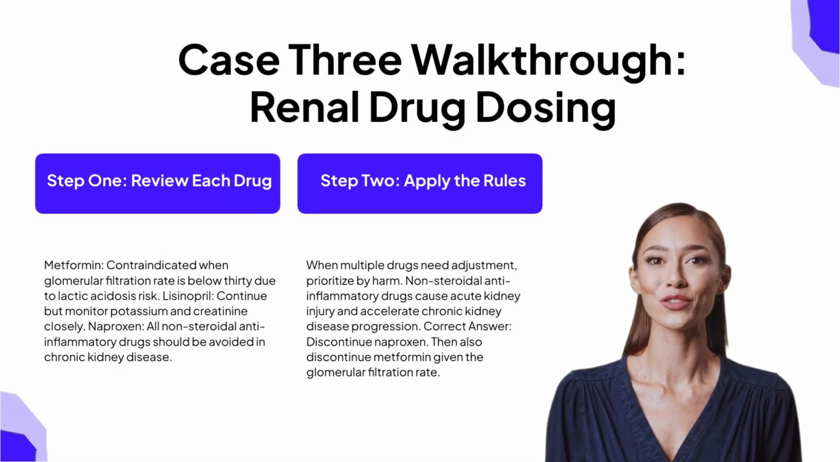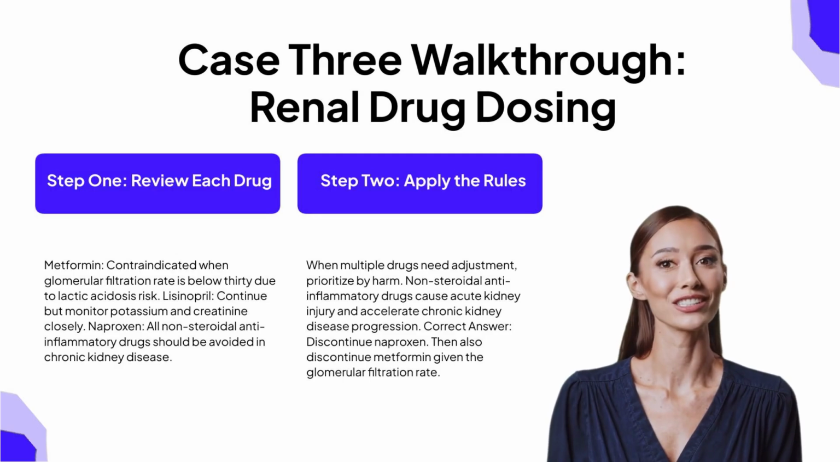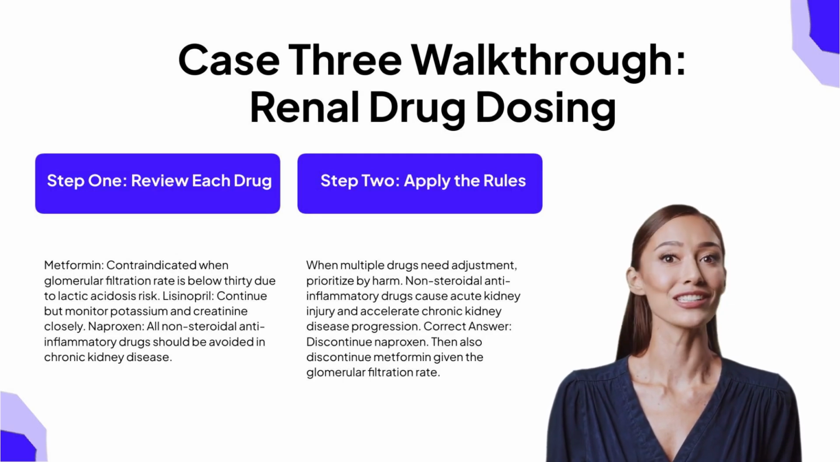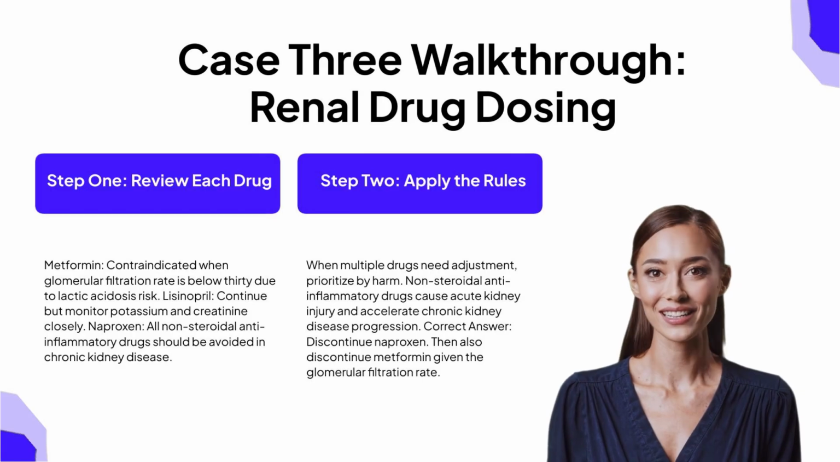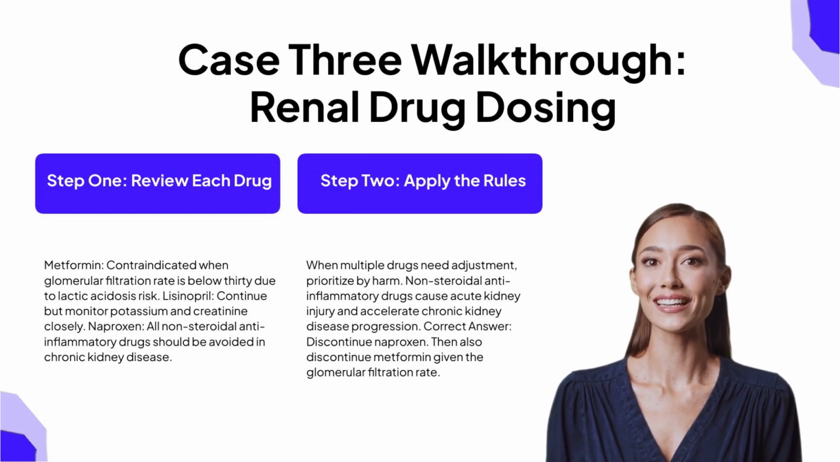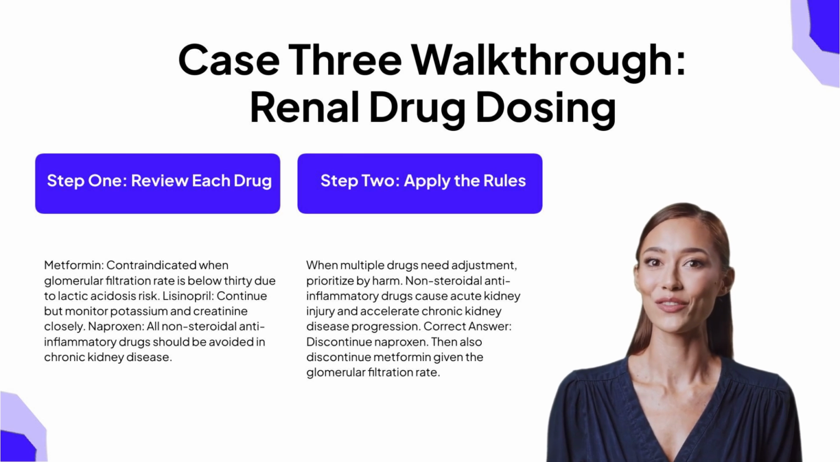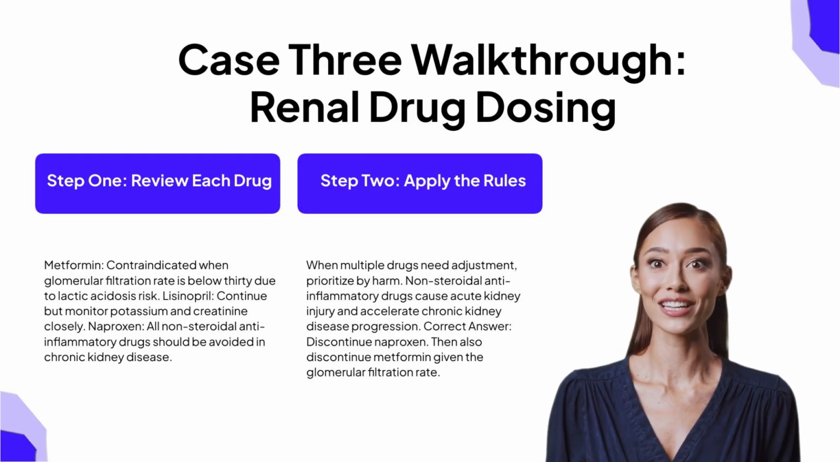Step 1. Review each drug. Metformin is contraindicated when GFR drops below 30 because of lactic acidosis risk, so it has to go. Lisinopril can be continued, but you must monitor potassium and creatinine closely. It actually has renoprotective effects in diabetic CKD. Naproxen, and all NSAIDs, should be avoided in CKD because they cause afferent arteriolar vasoconstriction, which triggers acute kidney injury and accelerates CKD progression.